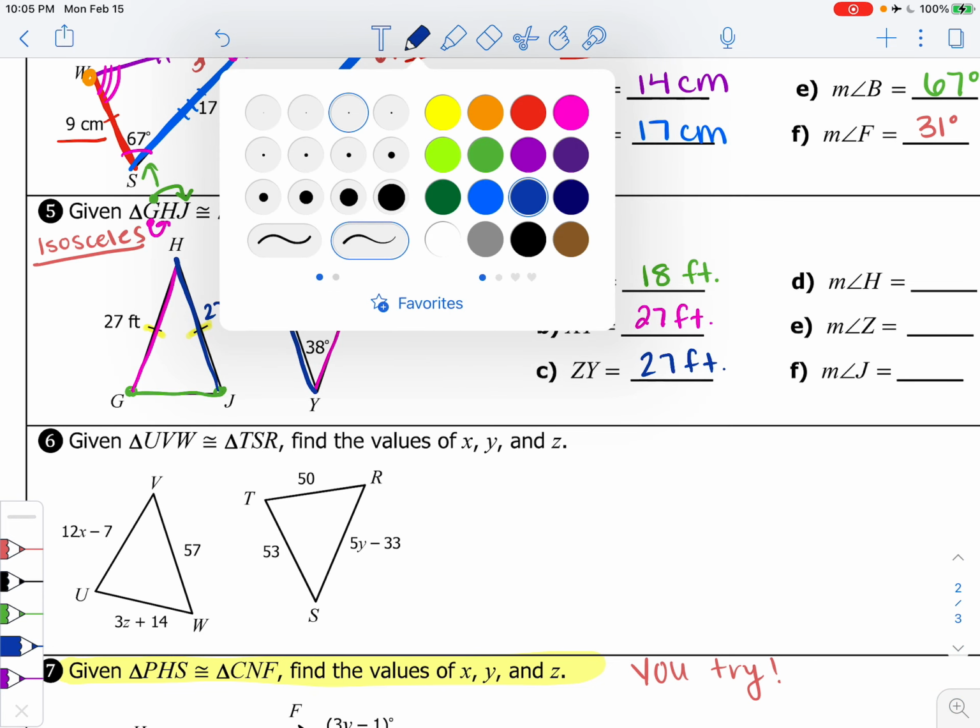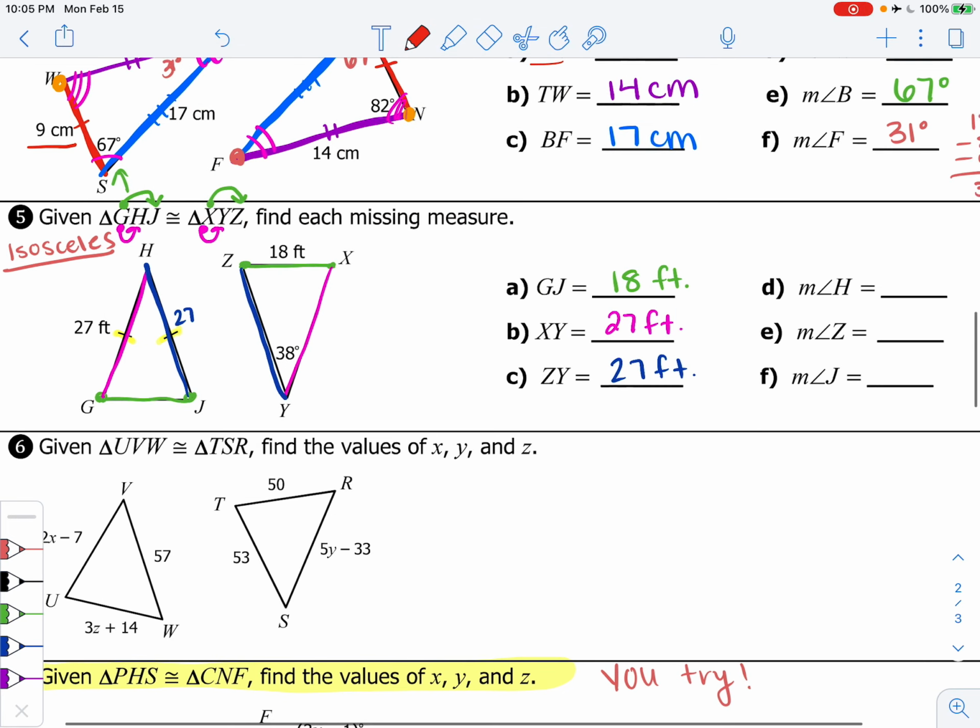Now, what about these angles? The first angle is angle H. Notice H is the point where the pink and blue lines meet, right? So if you're color coding your paper, you can use these colors to help you match up those corresponding points. If you don't have any colors, you're going to go back to the corresponding statement. H is in the middle, Y is in the middle. These two are congruent, which means that because angle Y is 38 degrees, the measure of angle H is also 38 degrees.